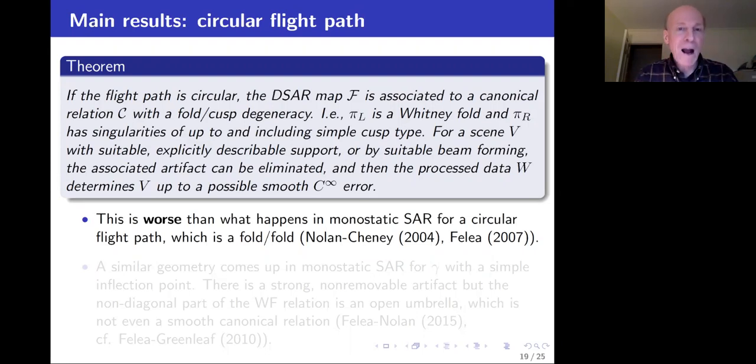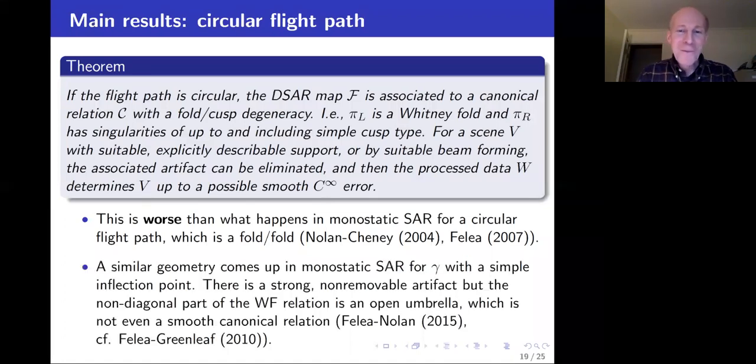So this is a little bit of a surprise: same trajectory, obviously a different kind of SAR, but the FIO geometry is worse. Now, it turns out that this same fold cusp kind of geometry comes up in another place, which is again monostatic SAR, but when gamma is not circular, but has a simple inflection point. So you imagine your airplane wandering around and maybe turning from left to right. There would be simple inflection points. At those points, it was analyzed by Fourier and Nolan, and they show that, again, you have a strong non-removable artifact. That's not too surprising, that it's at least as bad as in the circular case.